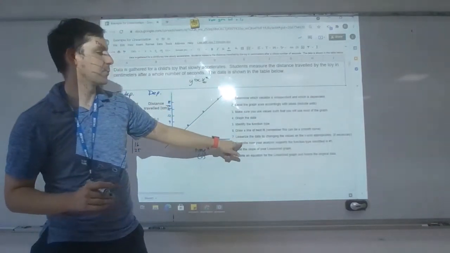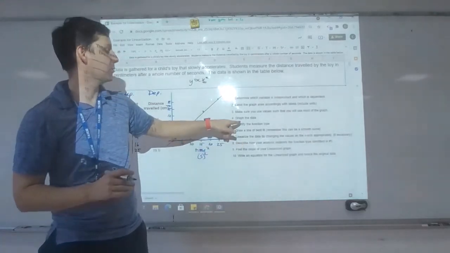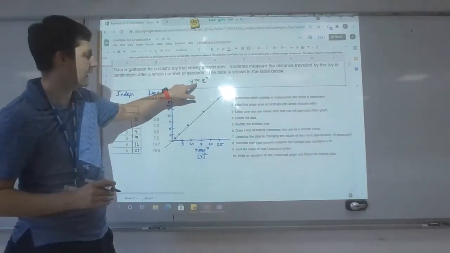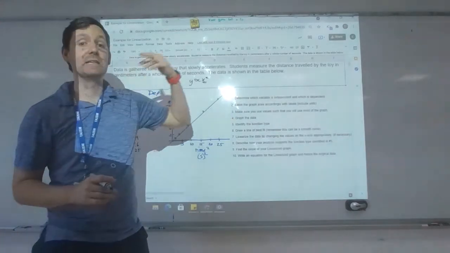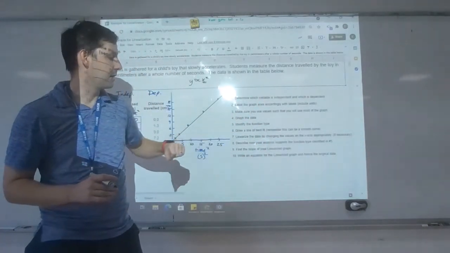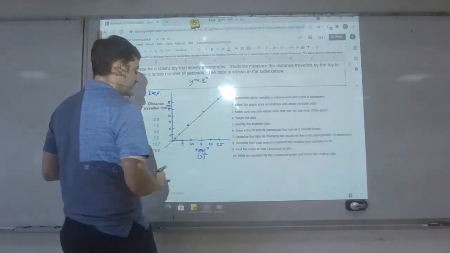Describe how your analysis supports the function type identified in number 5. Well, because we said we thought it was quadratic, because doing y versus x squared gave us a straight line, that means it is quadratic. That's what we're saying for number 8. And then number 9, find the slope of the linearized graph. You should be able to get a slope here.